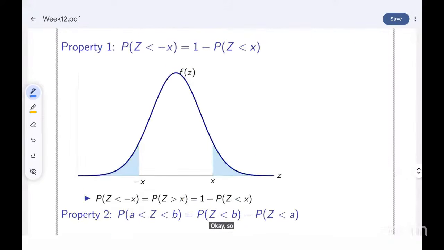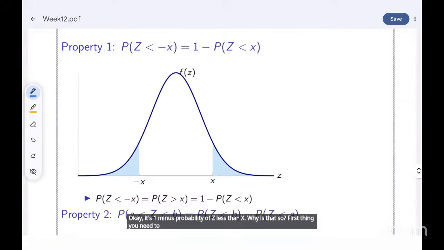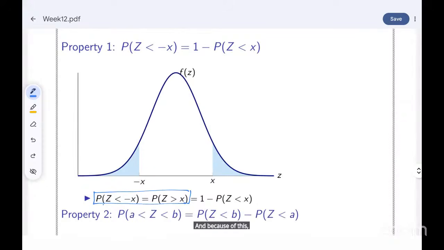Okay. So this is the first property we are seeing. Probability of z less than minus x is 1 minus probability of z less than x. Why is that so? First thing you need to observe is that probability of z less than minus x is same as probability of z greater than x. This is the first observation. And because of this we can write probability of z less than minus x as 1 minus probability of z less than x.